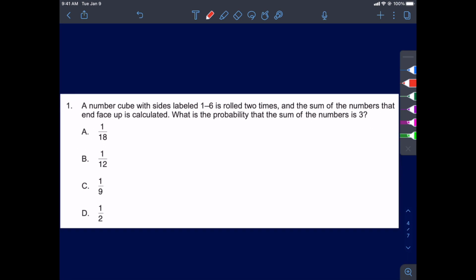A numbered cube with sides labeled 1 through 6 is rolled 2 times, and the sum of the numbers that end face up is calculated. What is the probability that the sum of the numbers is 3? So the full detailed way to do this, you make a little table here that's often called a sample space. And 1 through 6 are the options on the one die, and 1 through 6 are the options on the other die. And we can list all the possible sums.